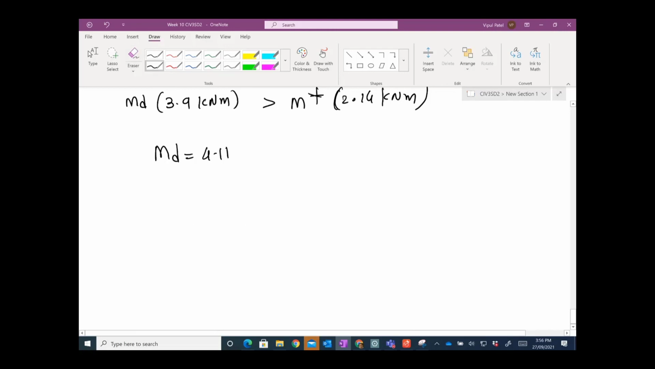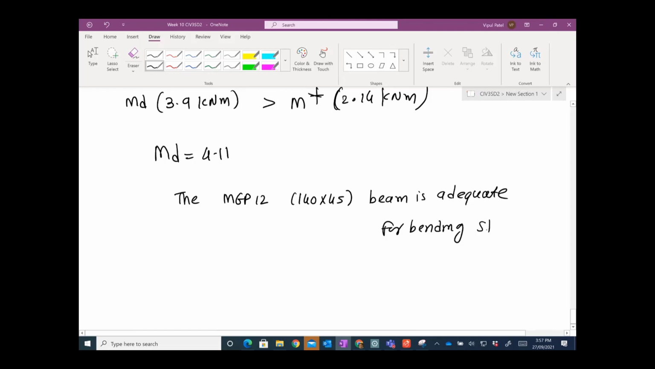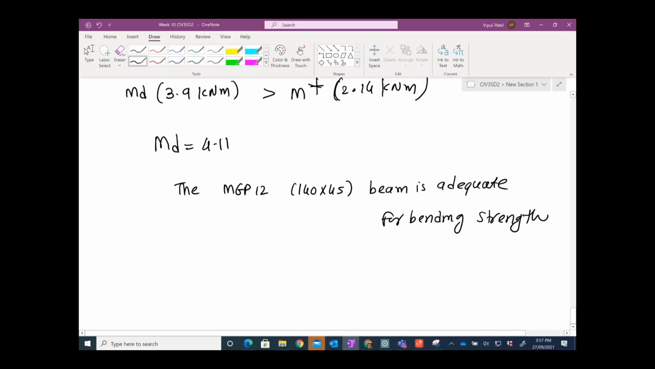So not bad. You can say that the MGP12 140 by 45 timber beam is adequate for bending strength. Of course, you need to check it for different load cases, but I hope you understand the scenario. Let me know if you have any questions there.